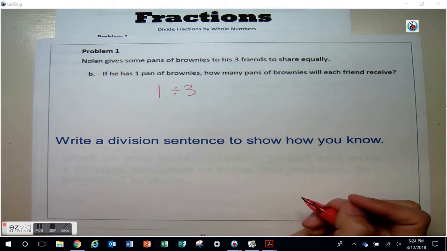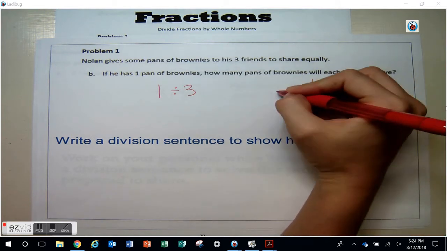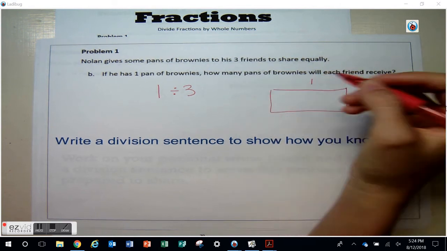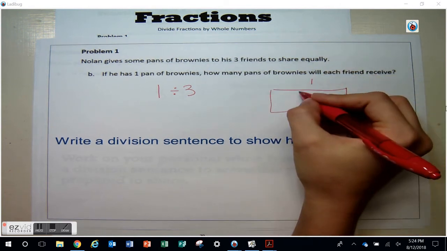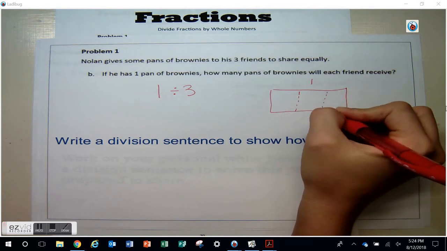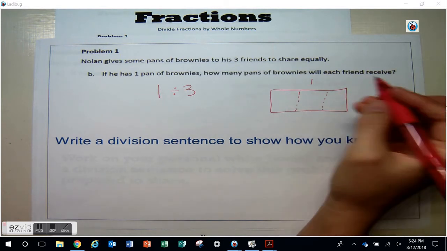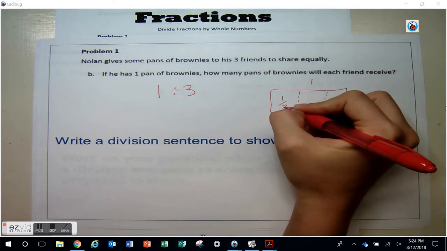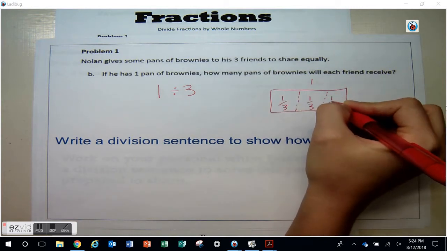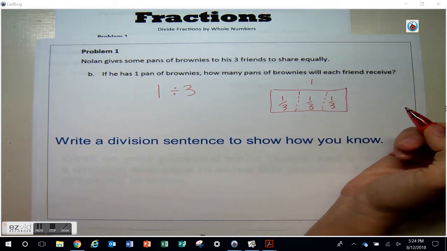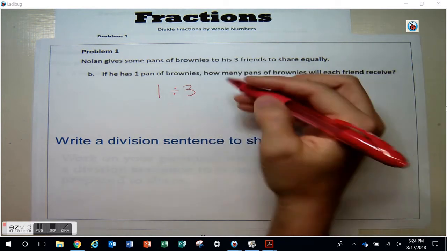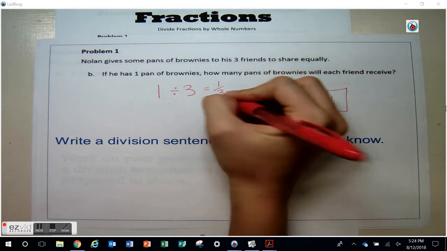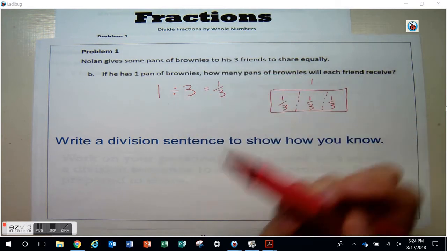Well, if I have one pan of brownies and I want to split it up amongst my 3 friends, 1, 2, 3, how many pans of brownies will each friend get? Well, here, 1 friend will get a third, 1 friend will get a third, and 1 friend will get a third. We happen to know that 1 divided by 3 is the same as 1/3. If you remember, 1 divided by 3, those are the same thing.